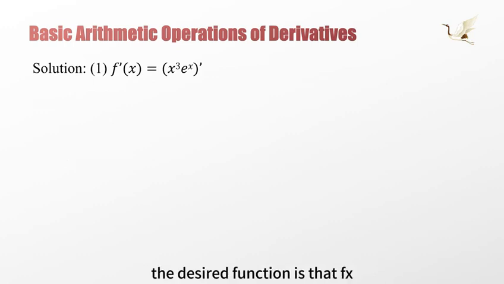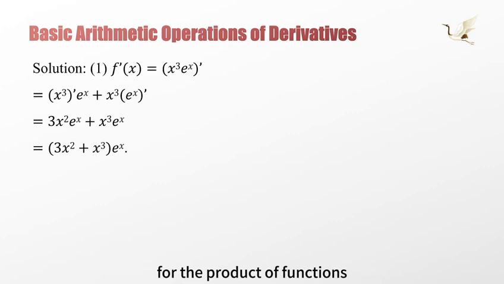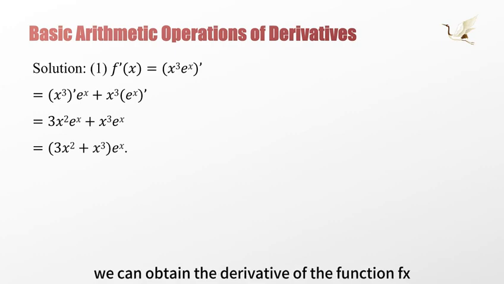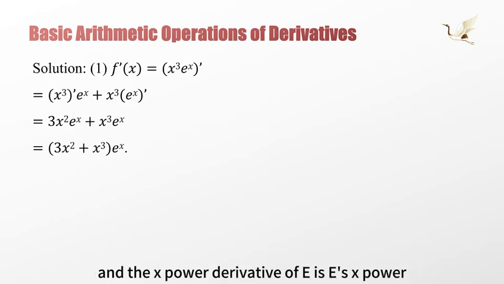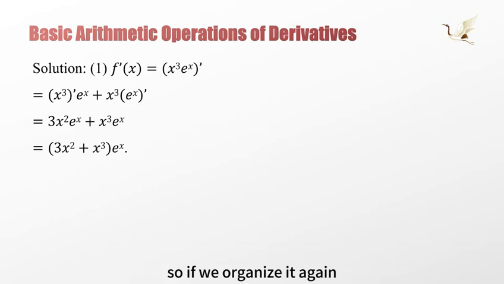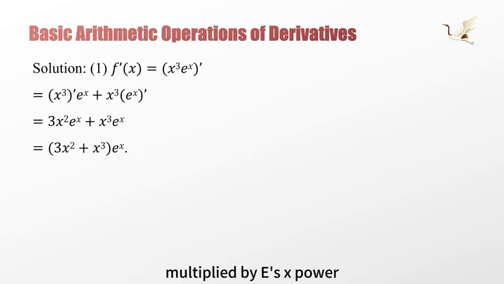The function we want is f(x) equal to x cubed multiplied by e to the x. So the derivative can be obtained by using the derivative rule for the product of functions. First, calculate the derivative of x cubed, then calculate the derivative of e to the x, and substitute them into the derivative rule for the product of functions. We can obtain the derivative of the function f(x). We know that the derivative of x cubed is 3 times x squared, and the derivative of e to the x is e to the x. So if we organize it, we get the result as 3x squared times e to the x plus x cubed multiplied by e to the x.